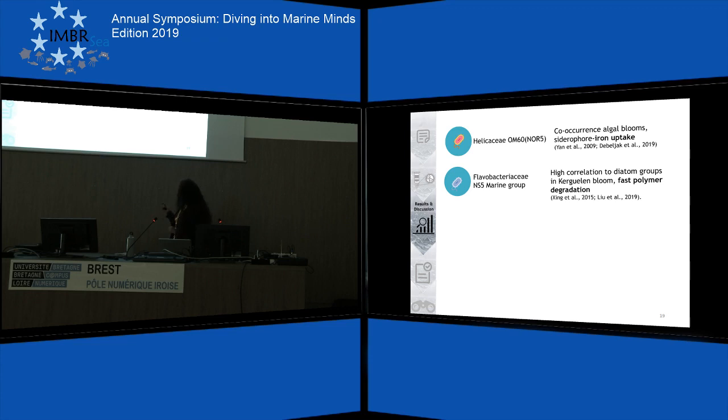Then we have Flavobacteriales, and this NS5 marine group, which has been shown to have a high correlation with some groups of diatoms that are important in the Kerguelen blooms. But this Flavobacteriales also has the capability of rapidly degrading polymers.